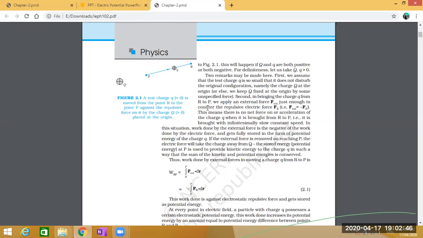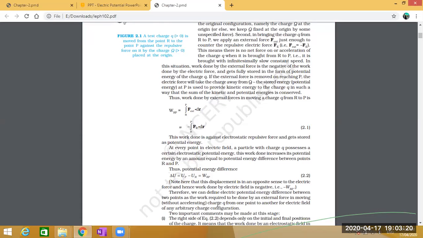So external force is just equal to opposite of that of electric force. From here, in figure, you can say electric force will be directed in this direction and external force will be directed in this direction. So here, in place of external force, we place negative electric force. So work done is negative here. So this work done is against electrostatic repulsive force and gets stored as potential energy.